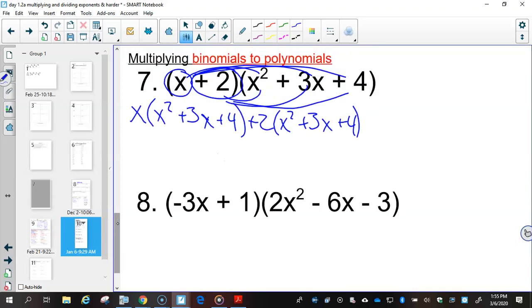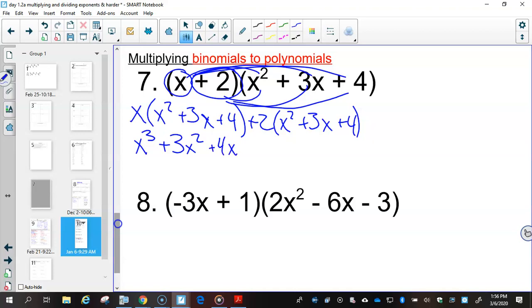What is x times x squared? X cubed. X times 3x. You're adding your exponents. 3x squared. When you're multiplying like bases, you're doing what with your exponent? You're adding.